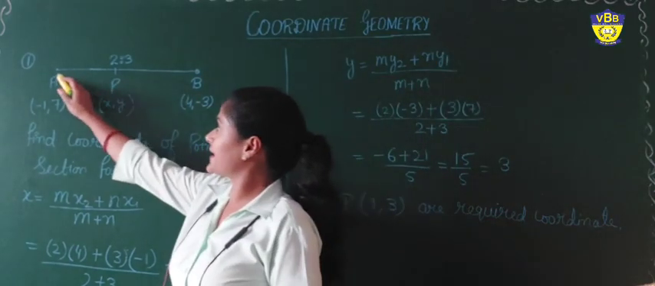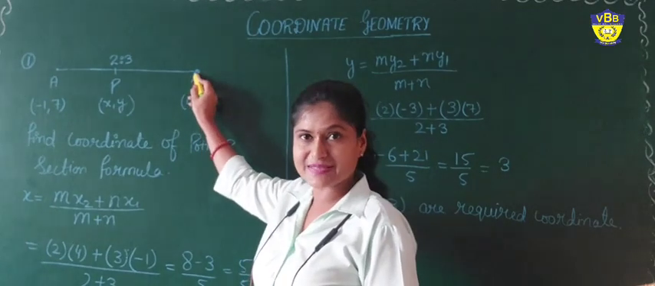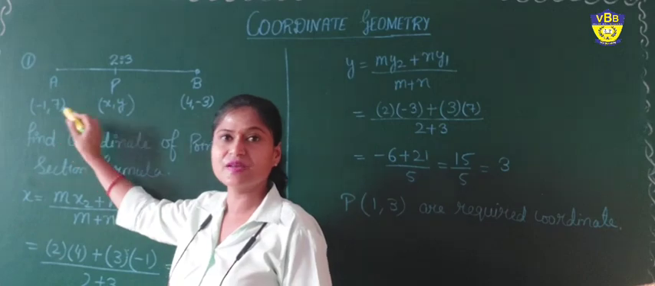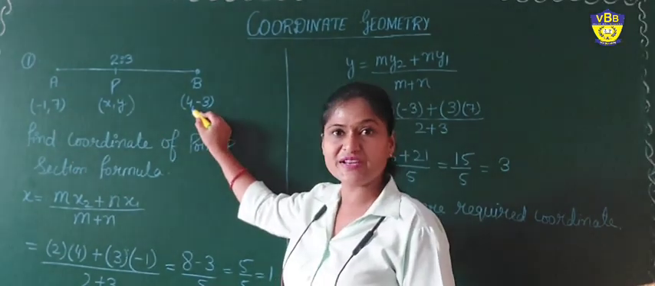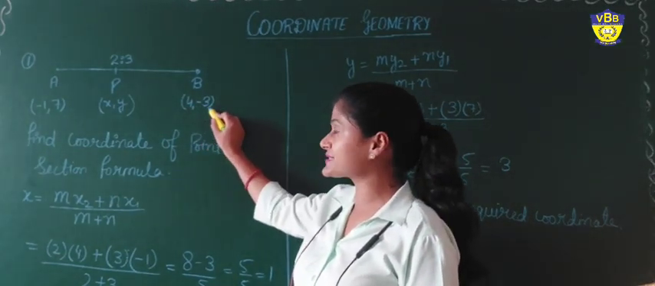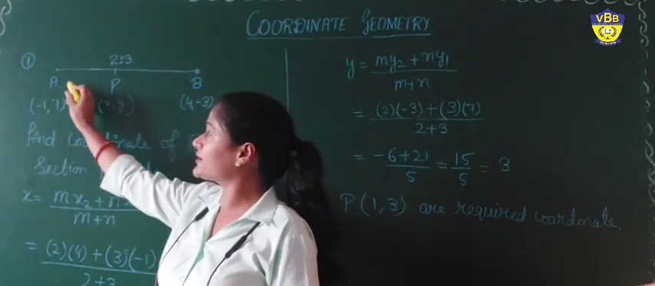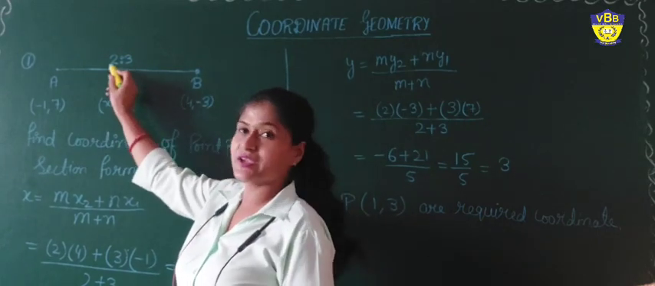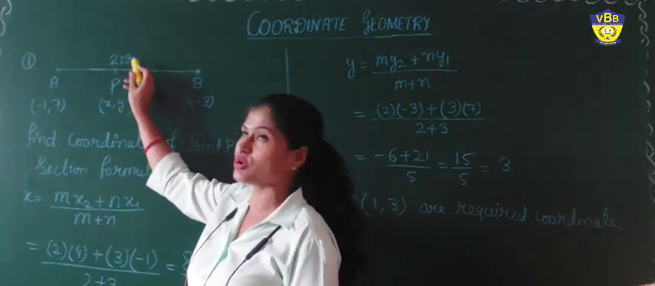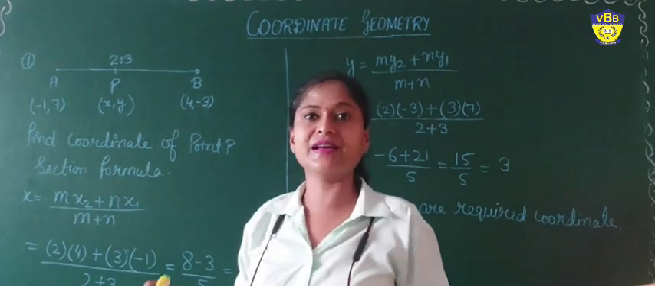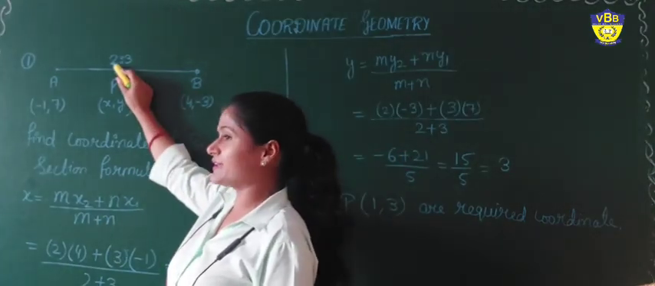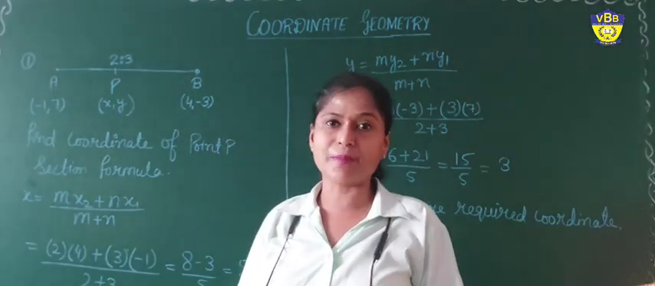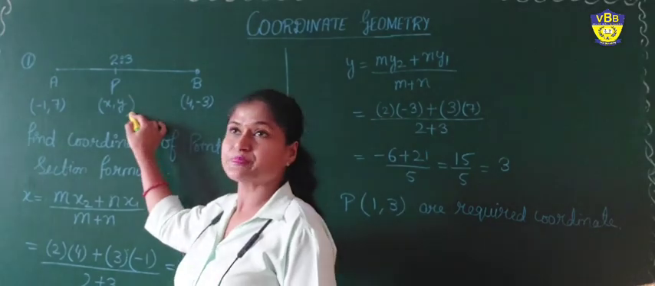So this is AB, a line segment, where the coordinate of point A is (-1, 7) and the coordinate of point B is (4, -3). A point P, which lies on the line segment AB, divides the line into two parts in the ratio 2:3. It is not equally divided; it is divided in the ratio 2:3. You need to find out the coordinate of P, (x, y).